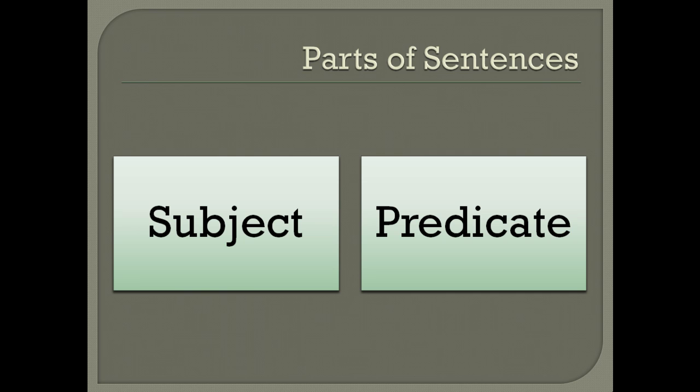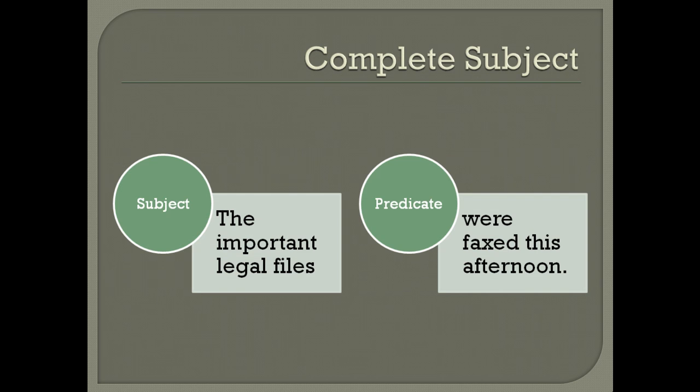The predicate is what is being said about the subject, such as what the subject is doing, what is being done to the subject, or simply what the subject is. Since the subject is who or what is being talked about, subjects are naturally nouns or pronouns. The complete subject is the noun or pronoun with all of its modifiers.